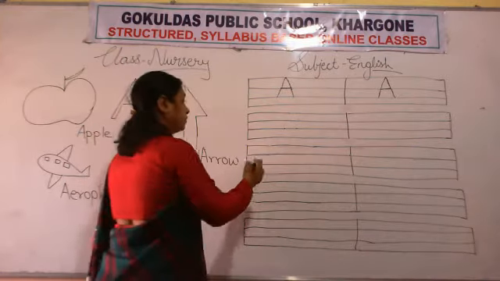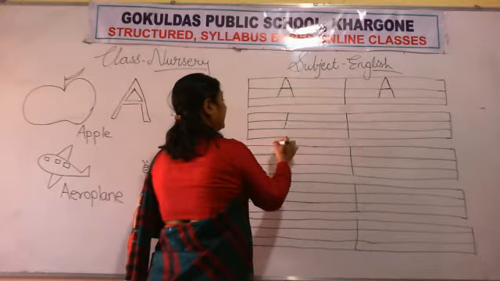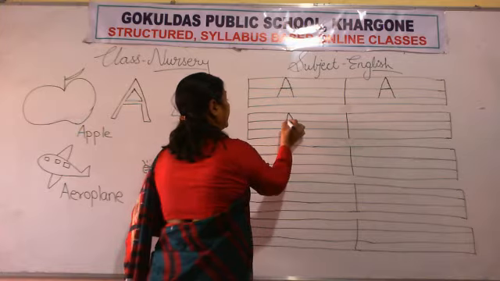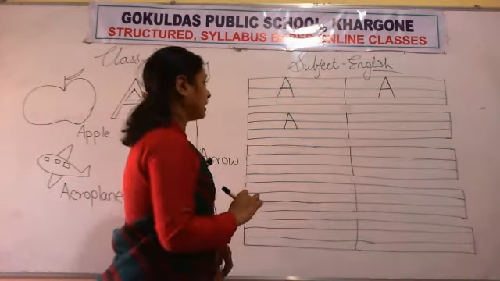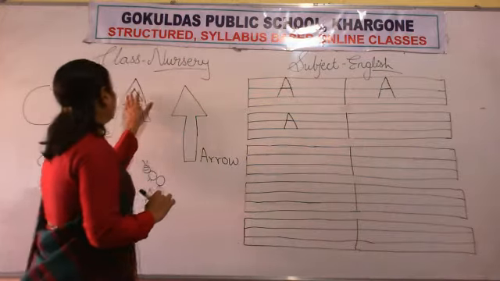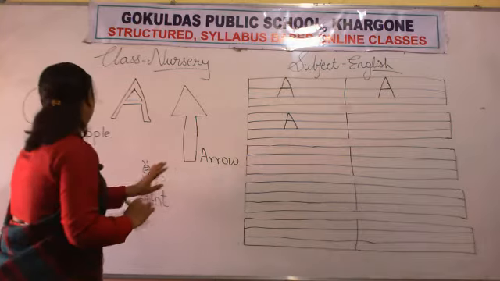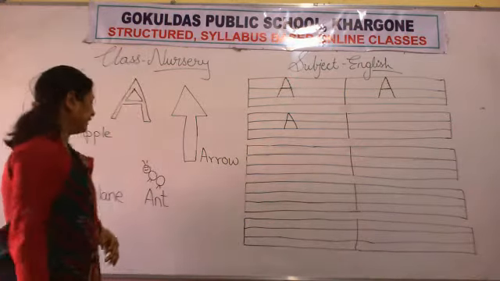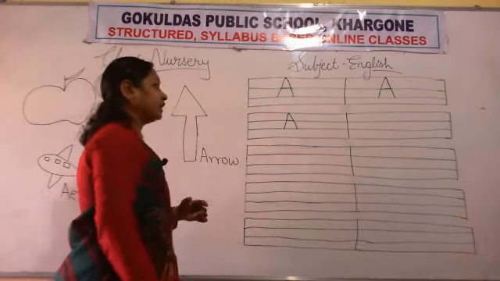Letter A will form. Look here. Slanting line, and then sleeping line. Okay, which letter will form? Letter A. A for apple. A for arrow. A for aeroplane. A for ant. Okay, again.